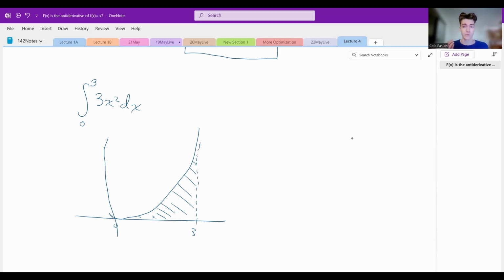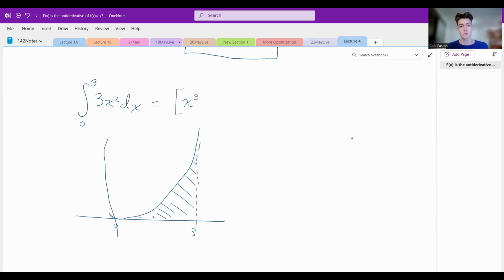But now we have this really powerful tool, and that tells us that all we have to do is take the antiderivative and evaluate it at 3 and 0. So that's going to be our big F of 3 minus big F of 0. And we know what our big F is using our reverse power rule. We know that the antiderivative of 3x squared is x cubed.